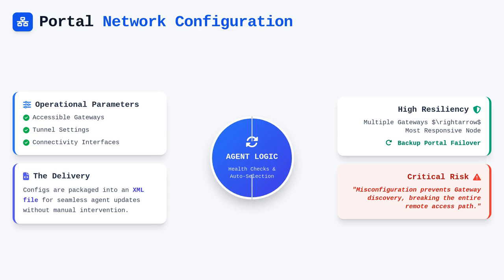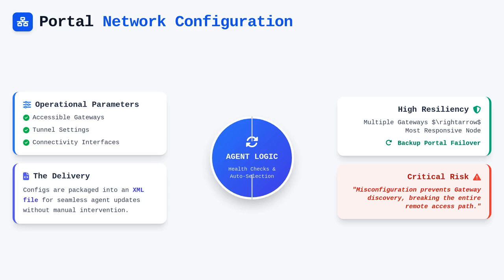The network configuration section within the portal is where you define the operational parameters that the client agent will adopt upon successful connection. This includes the list of accessible gateways, the tunnel settings, and the specific interfaces the agent should use to establish connectivity. It is a common design pattern to present multiple gateways to the client, allowing the GlobalProtect agent to perform health checks and automatically connect to the most responsive node.